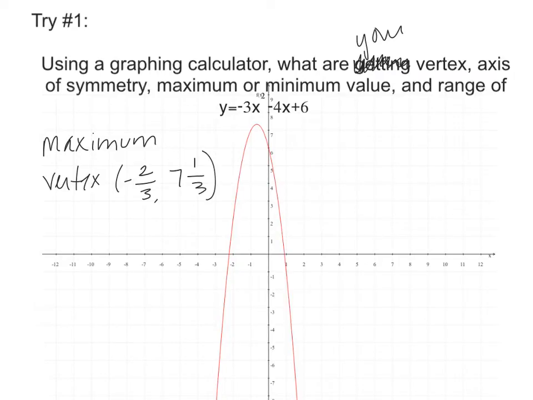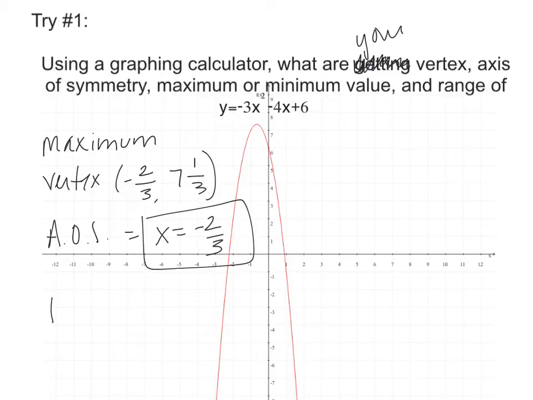And we can kind of tell that from looking at the graph that we currently have. Okay, so that's our maximum, that's our vertex. Then it asks for the axis of symmetry. Remember, the axis of symmetry splits through the vertex. So our axis of symmetry is x equals -2/3. And then our range deals with the y value of the vertex. And so our range is y is less than or equal to 7 1/3. And we're done with try 1.